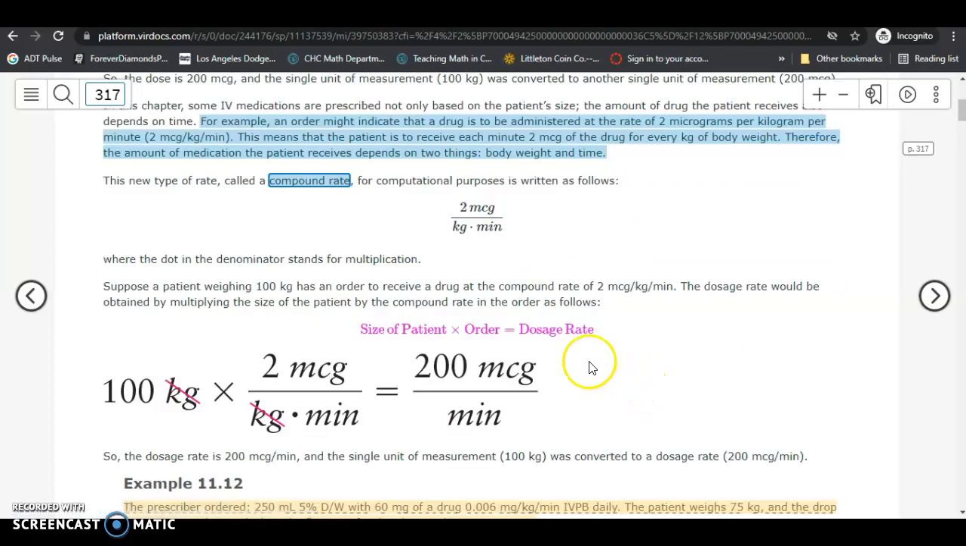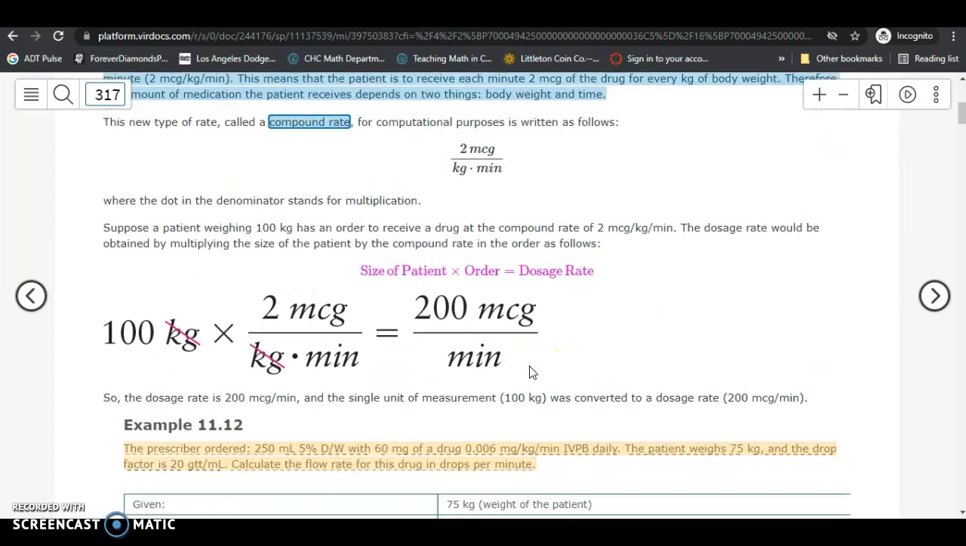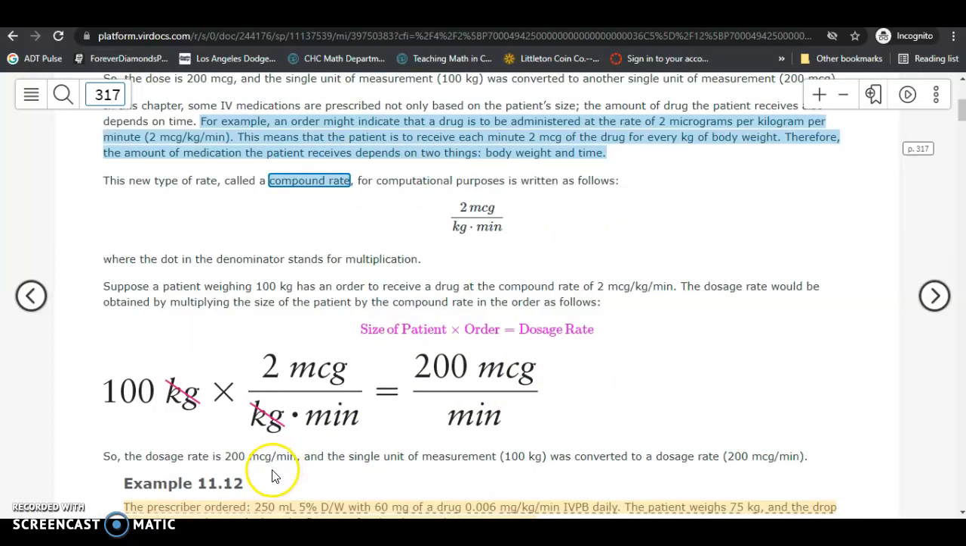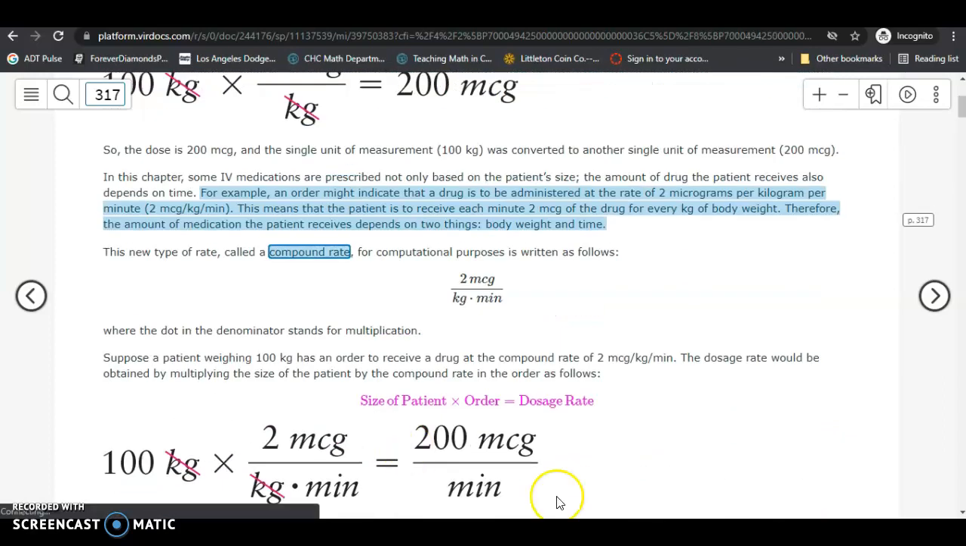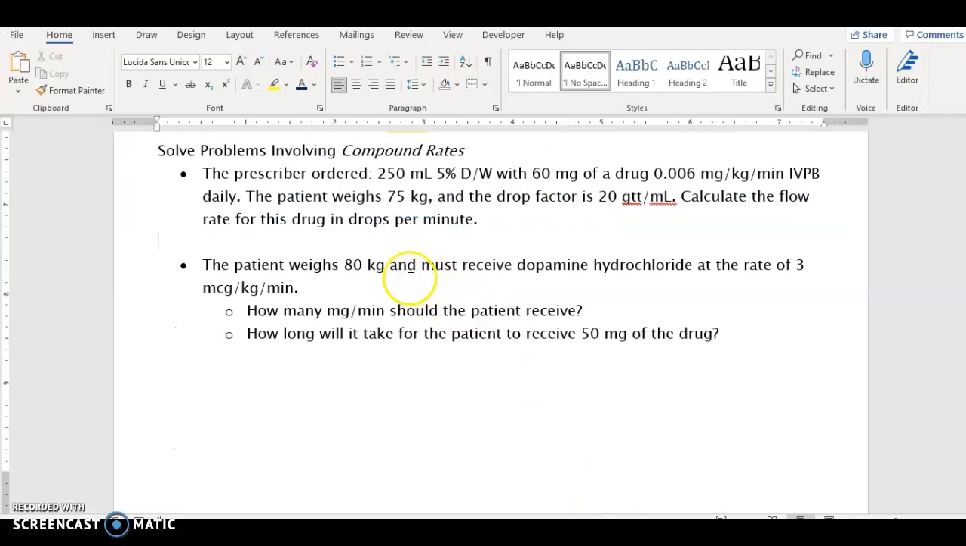Then they go on to describe how to work with such a compound rate, and then they do some examples. So we'll do a couple of examples from the book. One of the examples we're going to do is 11.12. So let's go ahead and take a look at it.